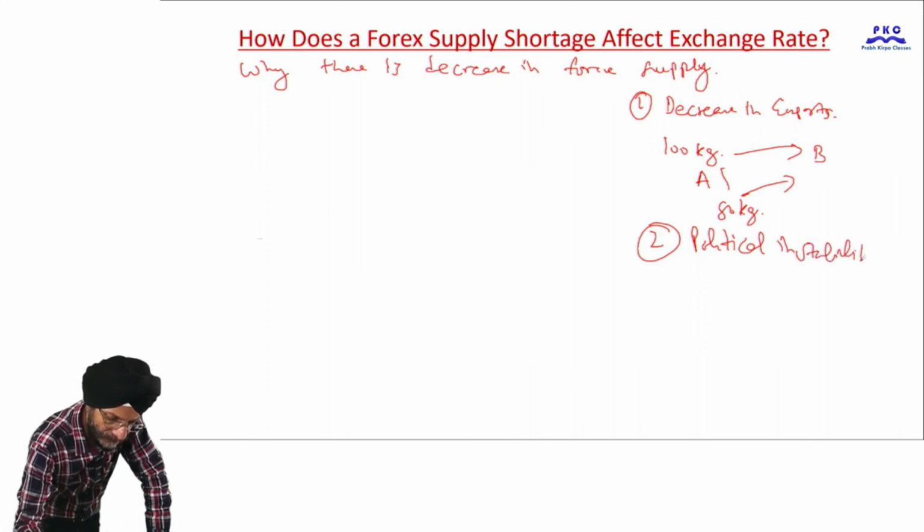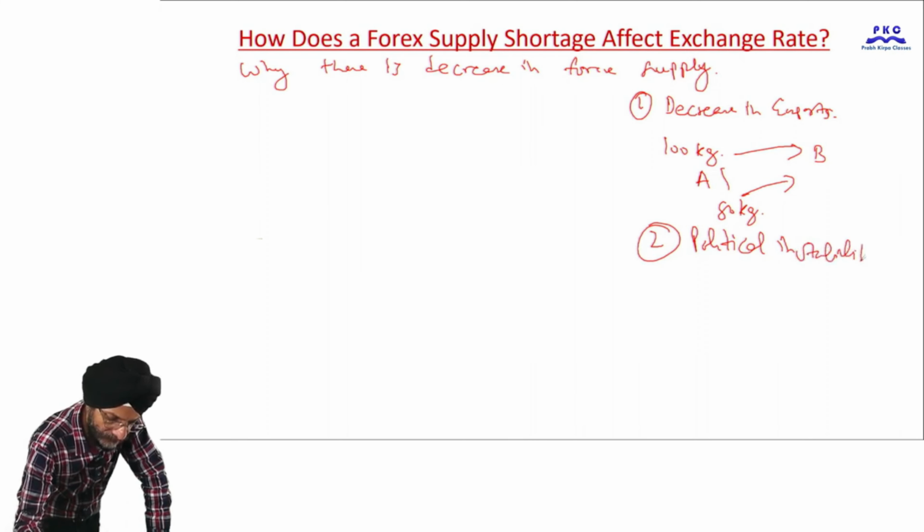If the investment climate in the country is not favorable, then the foreign exchange supply reduces. It may also be possible that the government buys foreign exchange as a part of its monetary or fiscal policy. The government sometimes buys foreign exchange. When it happens, the supply of foreign exchange in the market reduces.